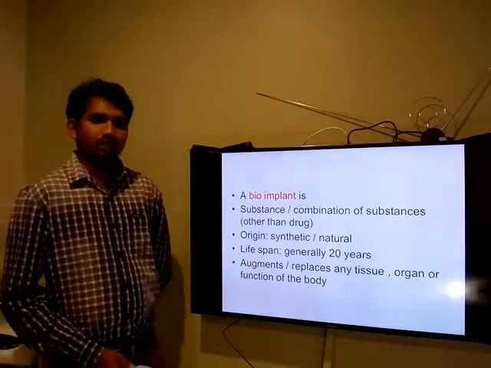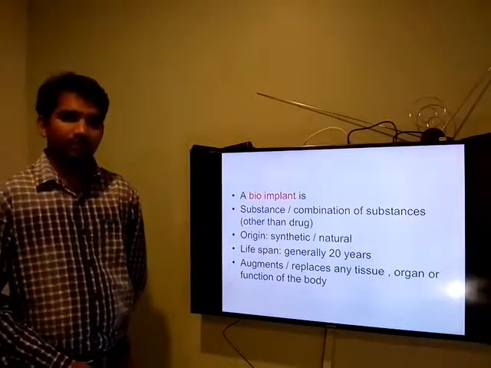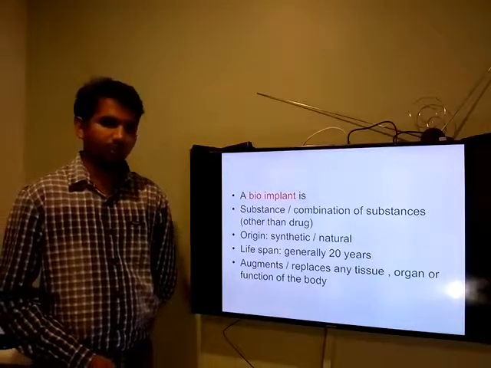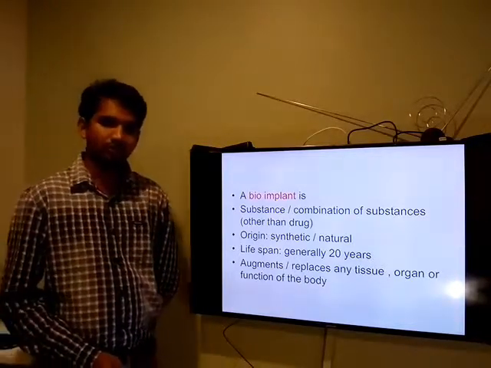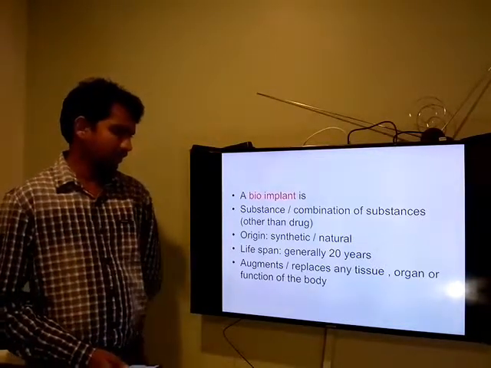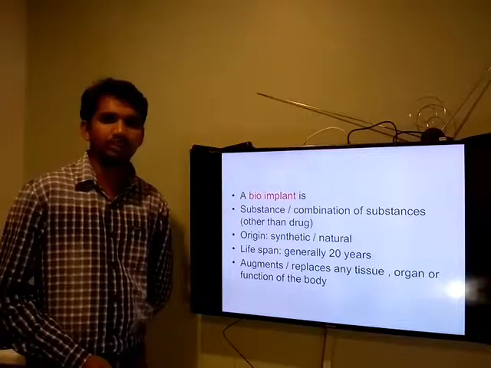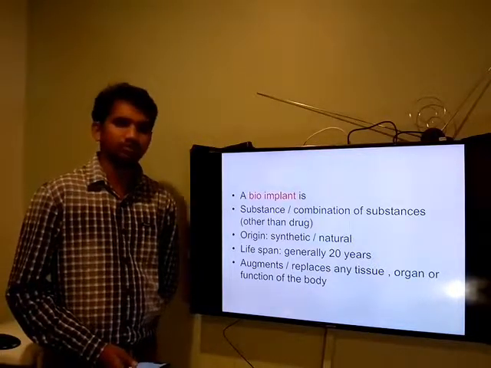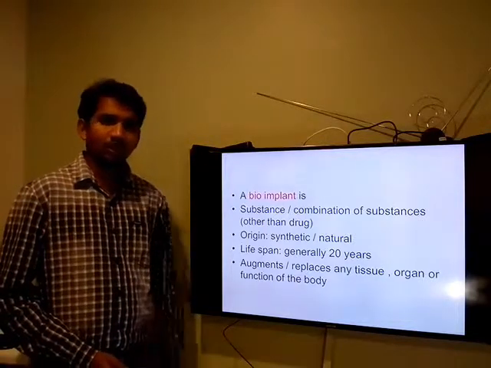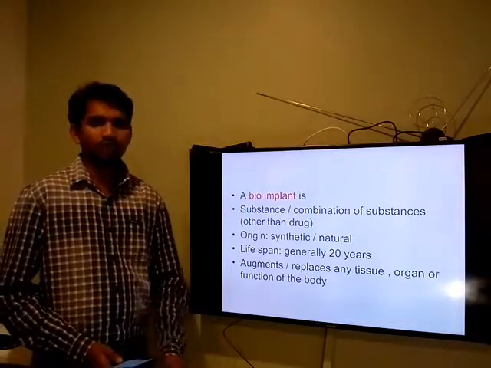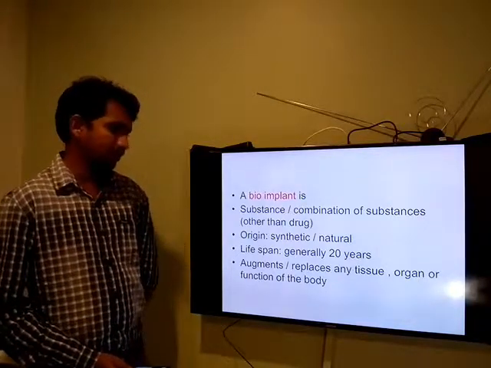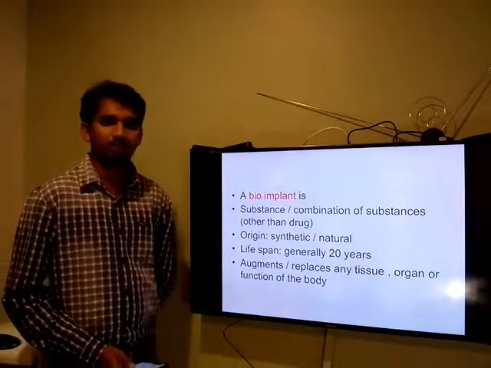A biomaterial or a bioimplant is defined as a substance or a combination of substances, other than drugs, of synthetic or natural origin. Lifespan is generally 20 years, but it depends on where you are using this implant. For orthopedic it is 20 years, but generally there is no standard for this one, and it should augment or replace any tissue, organ or any part of the body.